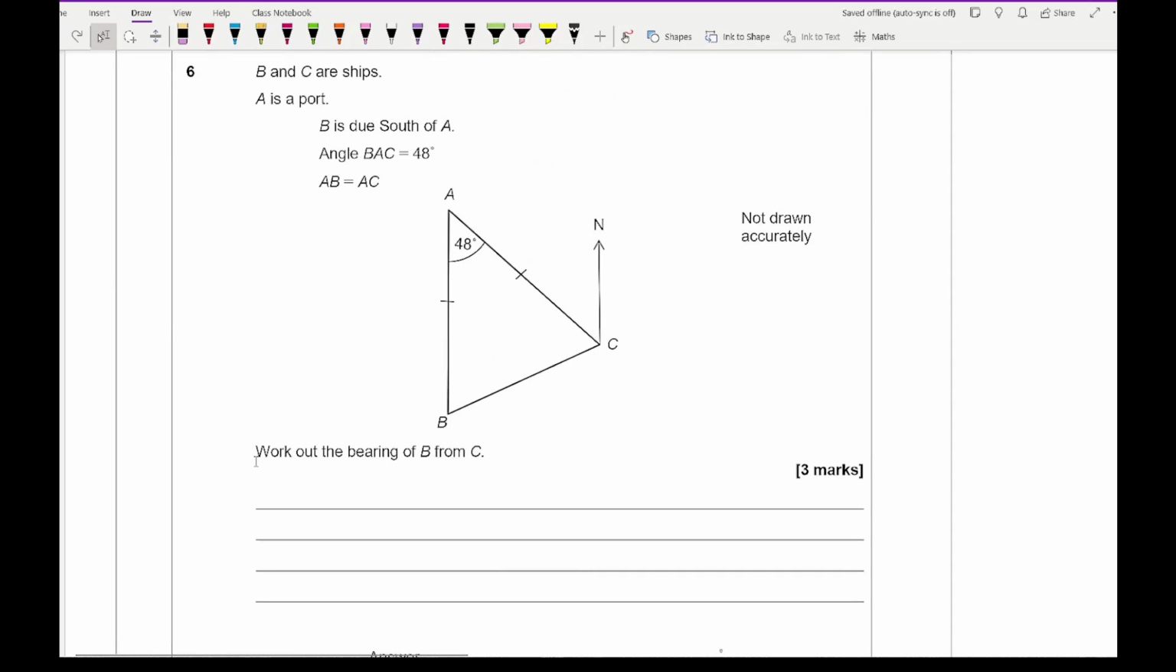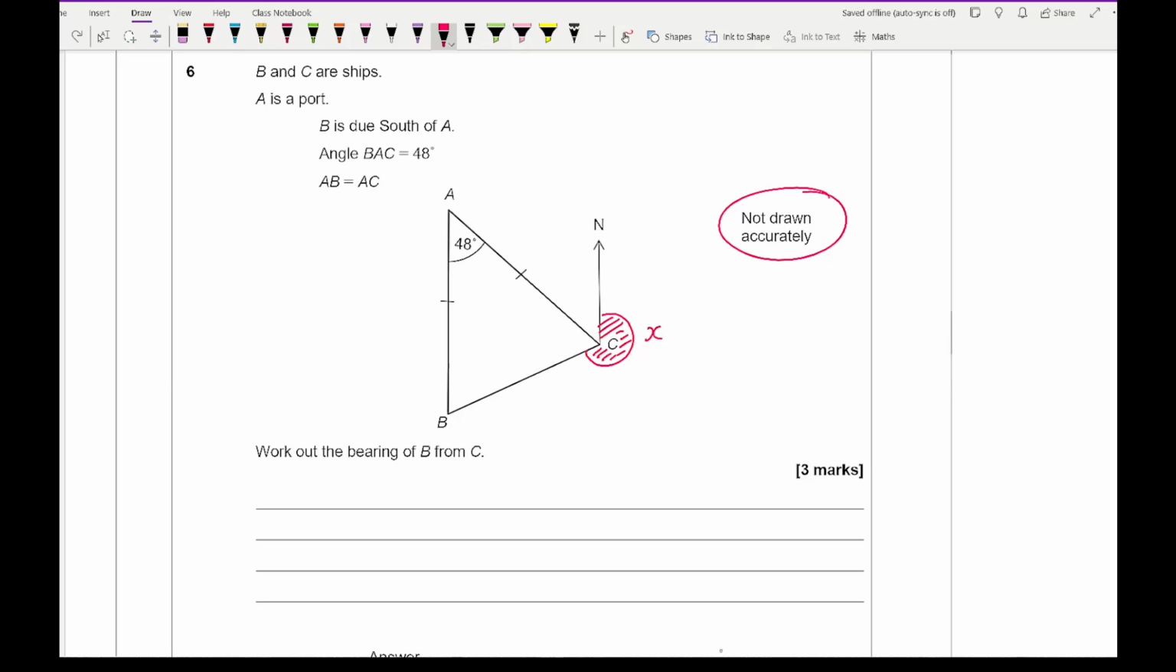Then moving on to question 6, it says B and C are ships, A is a port, B is due south from A, angle BAC is equal to 48 degrees, AB is equal to AC, and the question is asking us to work out the bearing of B from C, and again it's not drawn accurately. So looking at this triangle, I can see that the angle that I'm wanting is B from C, so I'm wanting to know what this angle here is.